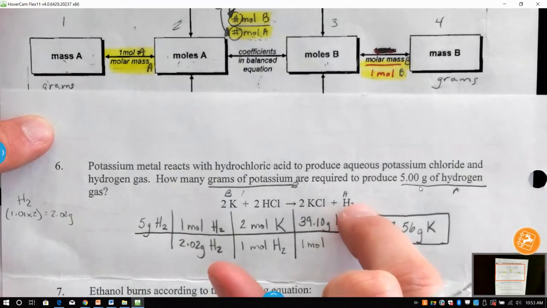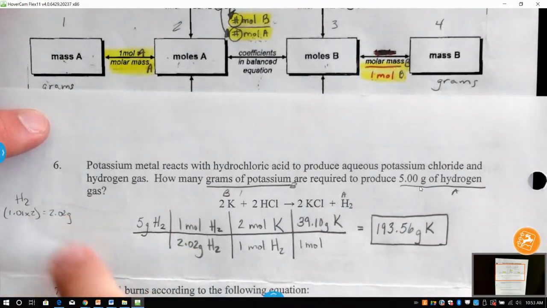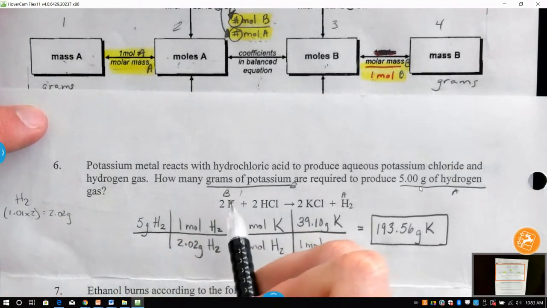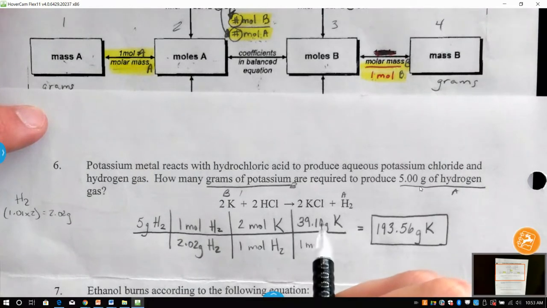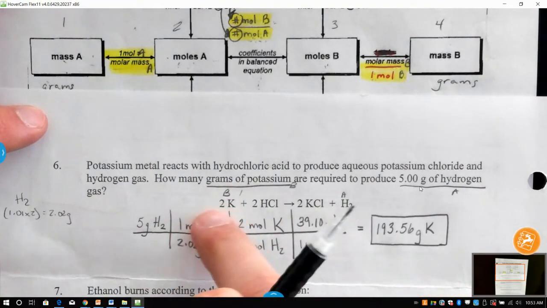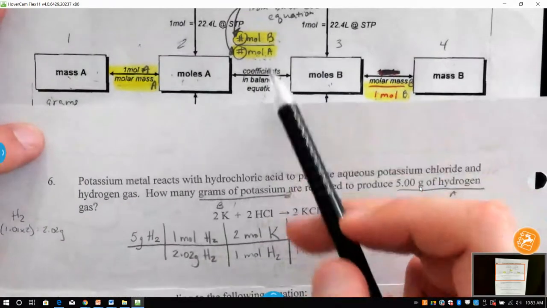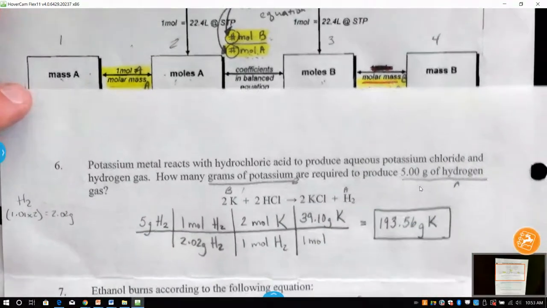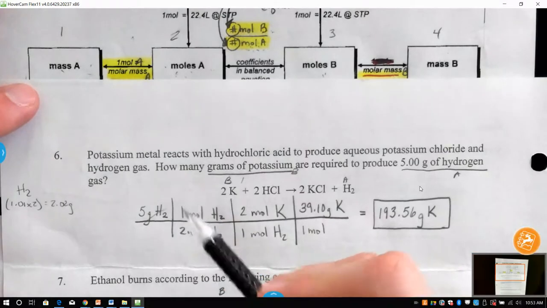So H, you have to use that subscript of 2 there. So 1.01 times 2 to get the molar mass of the hydrogen. But potassium, there is no subscript 2, so you're just going to write what its atomic mass is. And I had kids ask me, hey, don't I multiply it by 2 because of that? No. Coefficient only comes into play in this middle section. That was it. Okay, so we get out of grams.